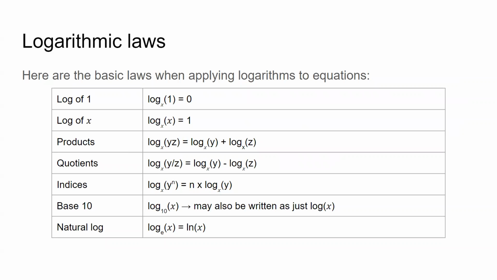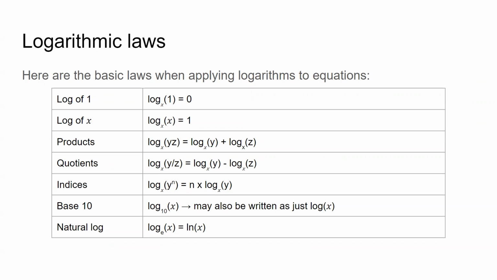Indices, log to the base x of y to the power n. This one's a bit different. I need to bring that n in front of the log to the base x of y and multiply it. So this is at level 2, we don't need to understand why this happens. We just need to understand that this is the function that we do, the operation that we make.